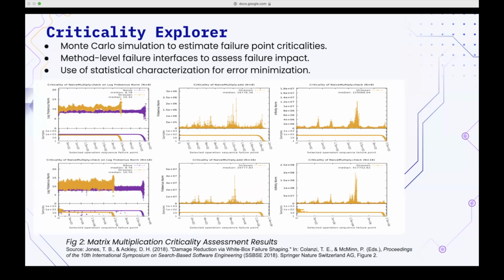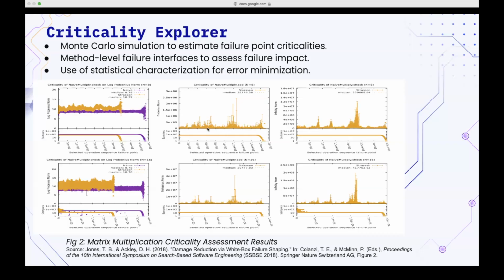Moving to more depth and results of the Criticality Explorer, let me talk about what Monte Carlo simulations are first. Monte Carlo simulations are used to estimate the criticality of different failure points within an algorithm. So the process involves injecting failures at various points in the algorithm, running simulations to observe impact, and then analyzing the results statistically. If we have a closer look at this graph, we can see that the y-axis represents the criticality score. The x-axis determines the various failure points within the two algorithms. So the purple is the naive algorithm, and the yellow is Strassen.